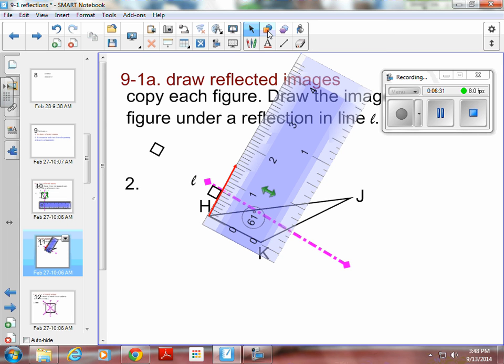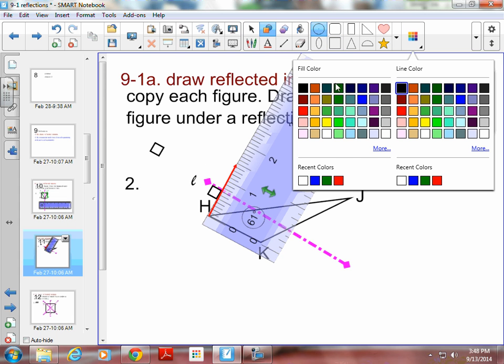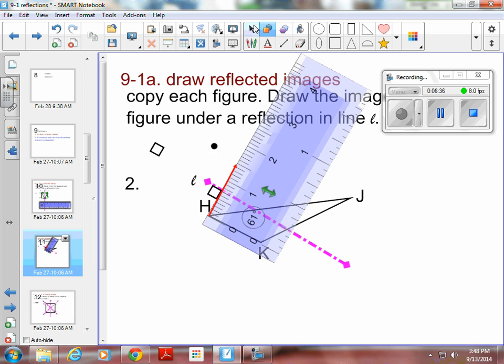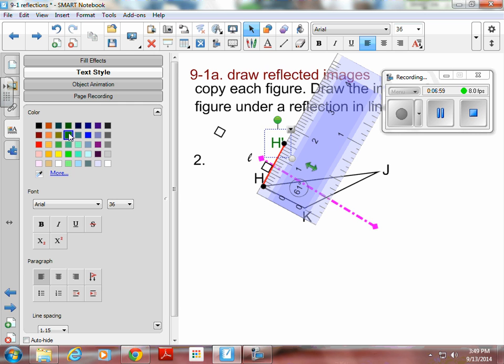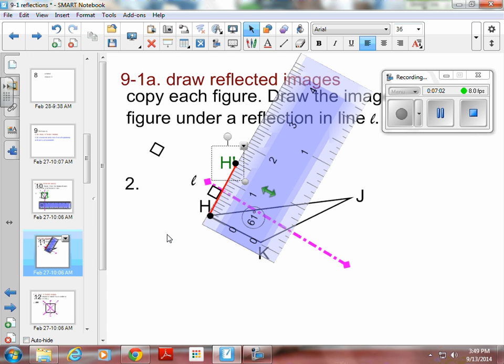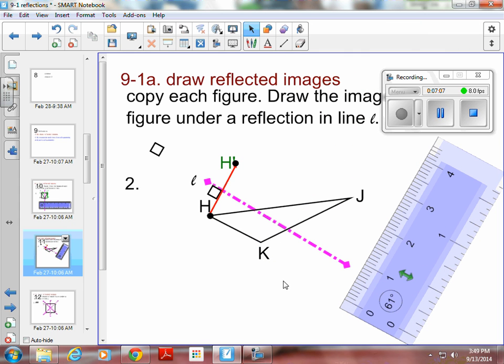And I need some points here. So let me grab a point. Okay, so H, there's my original point. And there is H prime right at 15. And label H prime. And I'll do the same thing I did on the other screen. I can make that green so you can see where that one lies. Then I'm going to move this over, and I got to do the same thing for K.